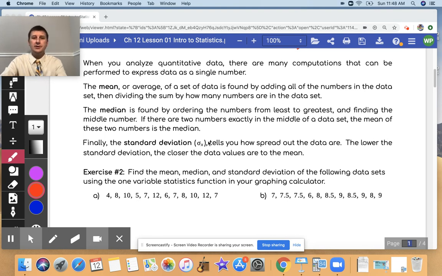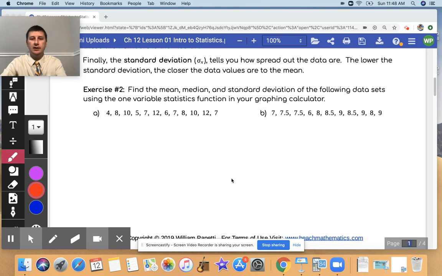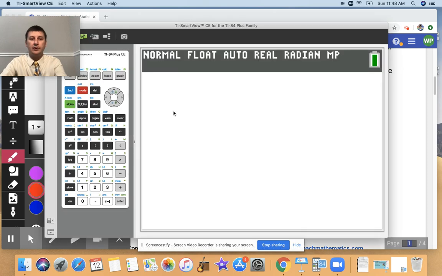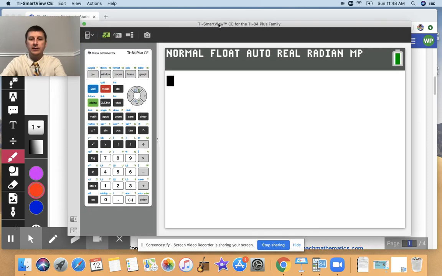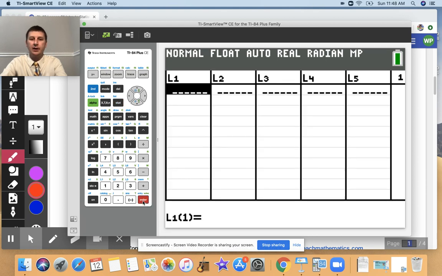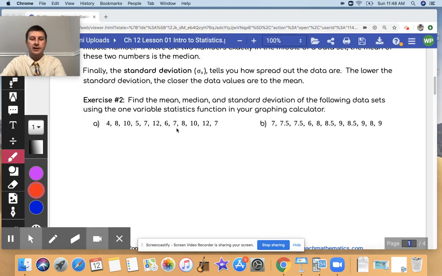So in exercise number 2, it says find the mean, median, and standard deviation of the following data sets using the one variable statistics function in your graphing calculator. So I'm going to be using my TI-84 calculator right here. To get my one variable statistics, I'm going to click on this button that says stat right here. When I click on stat, I have the option to edit my lists. So I'm going to click on enter. And now I'm going to have list 1. With one variable statistics, I'm only going to be dealing with one list, and that's going to be list 1. So I'm going to go ahead and enter all of those data values into that list.